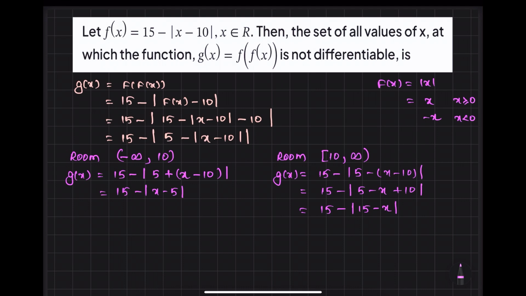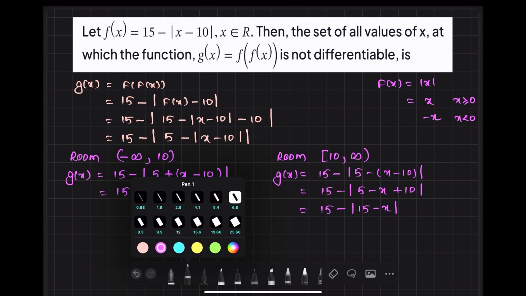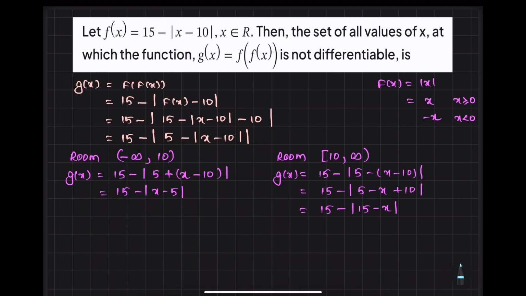Now look at this. Now we have to break down this mod. If you observe, the critical point is 5. So after 5 it is positive. Before 5 it is negative. But after 5 you will go till which point? 10 only. You cannot go beyond 10, because this function is defined only in this room. Okay, so from minus infinity to 5 and then 5 to 10.